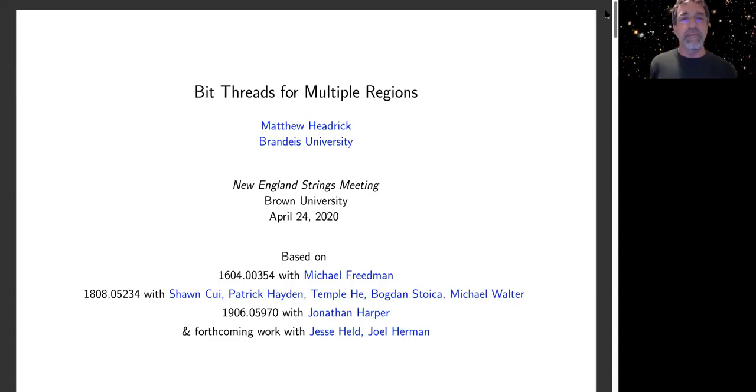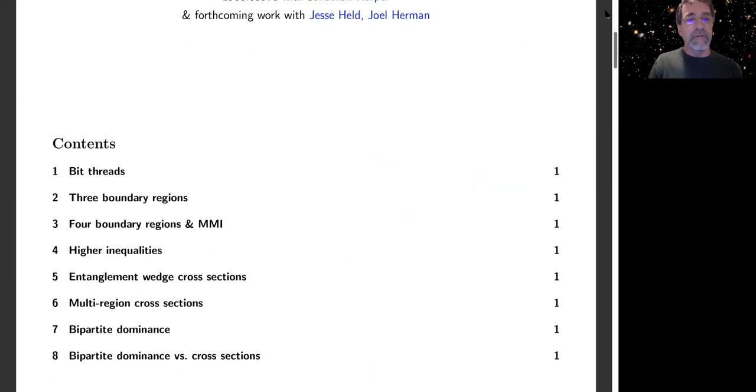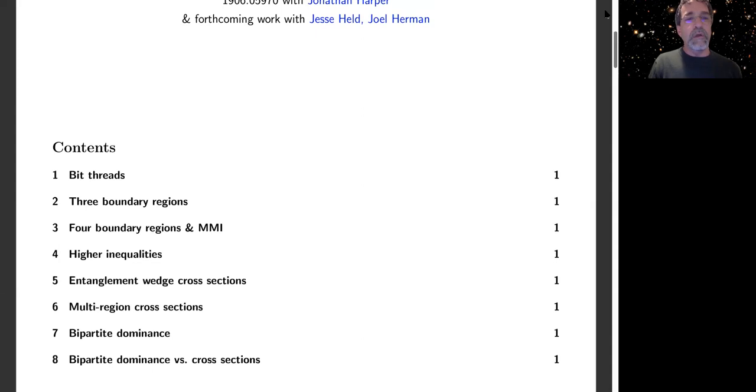It will be about this idea of bit threads that I've been talking about a lot for the last several years. Bit threads are a way of thinking about holographic entanglement and the Ryu-Takayanagi formula. In their simplest incarnation, they are a way of thinking about or calculating the entanglement entropy of a region in a holographic field theory, an alternative formulation that's equivalent to the minimal surface prescription.